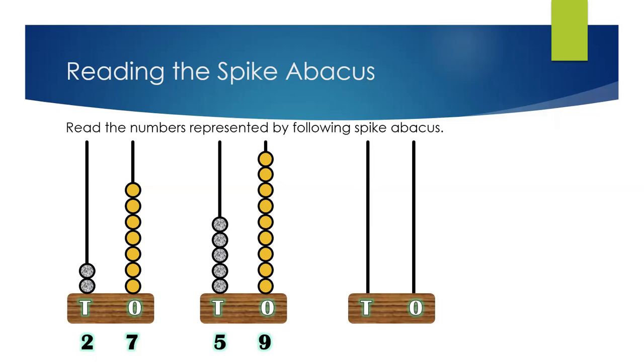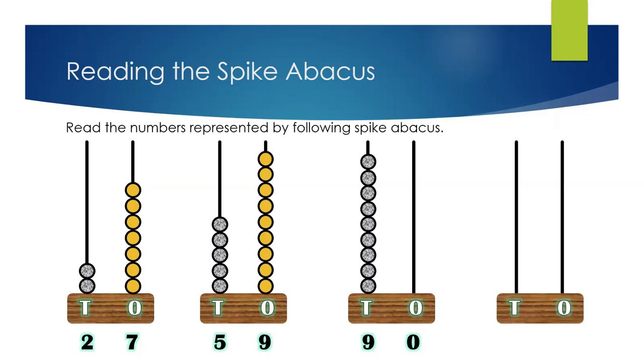Here we have the third number. Oh, wait a minute, we don't have any ones here. And how many tens do we have? We have 1, 2, 3, 4, 5, 6, 7, 8, 9. It means we have none of the ones and we have 9 tens. So the number would be 90. 9 tens form the number 90.